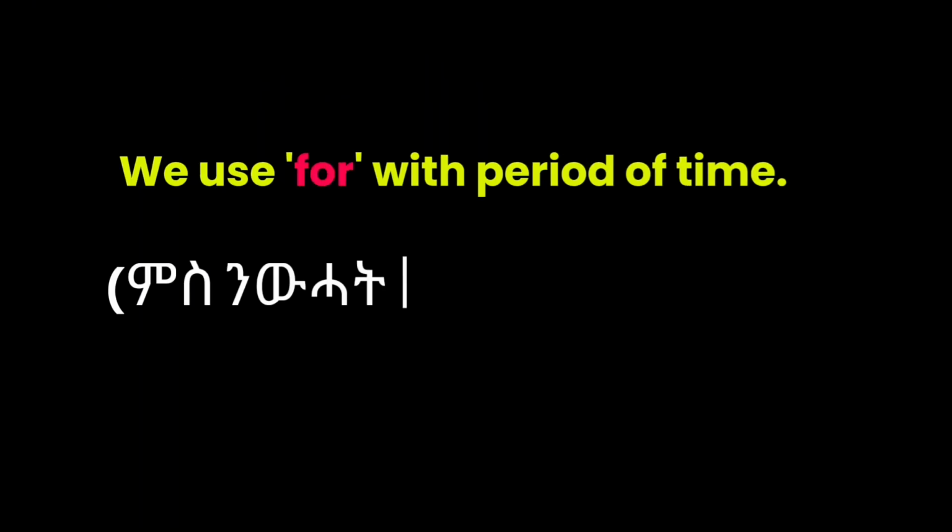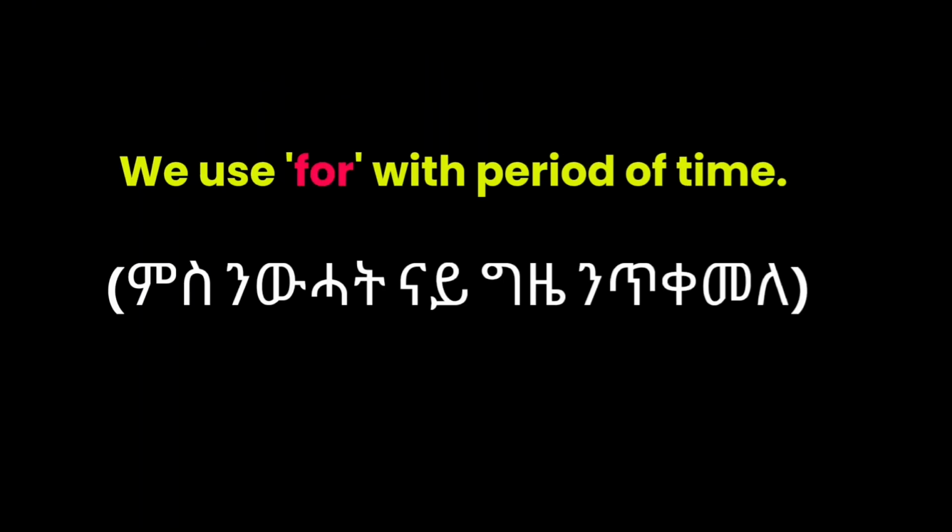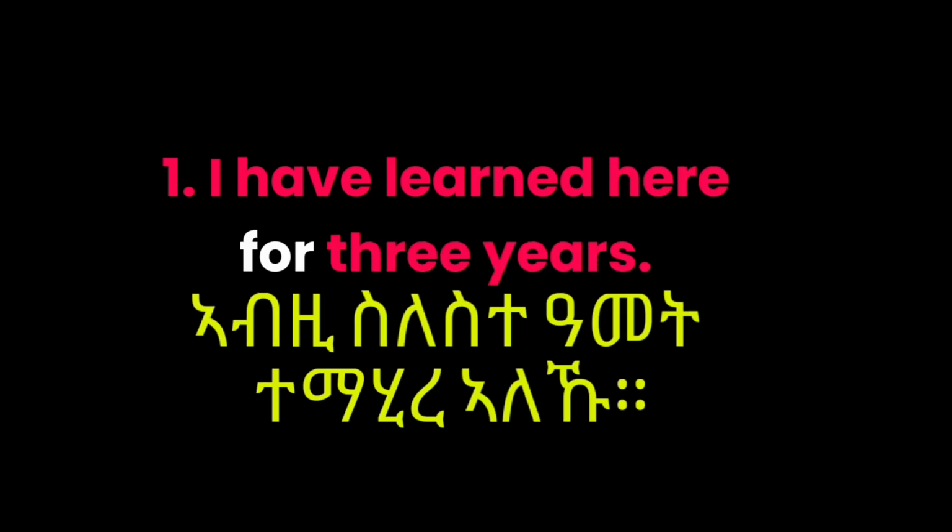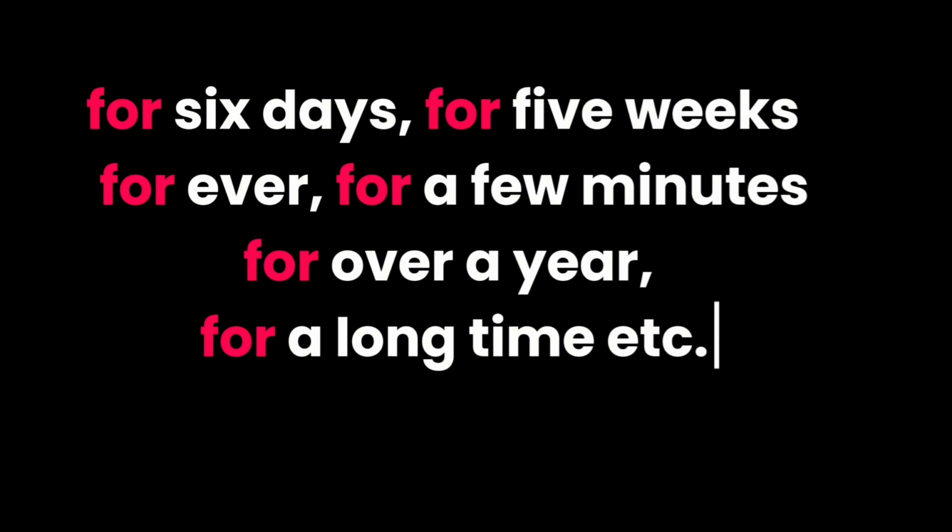Difference between since and for. We use for with a period of time. Here are examples. 1. I have learned here for 3 years. For 6 days. For 5 weeks. For a few minutes. For over a year. For a long time, etc.